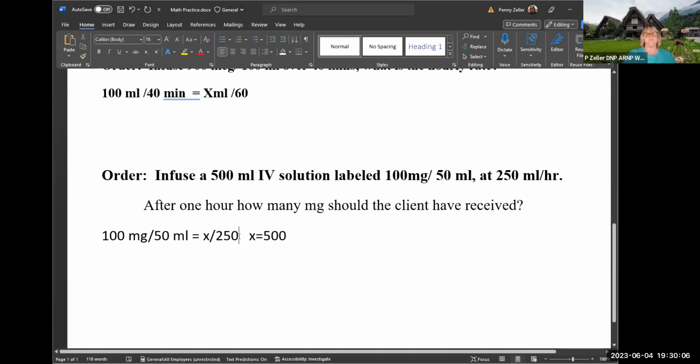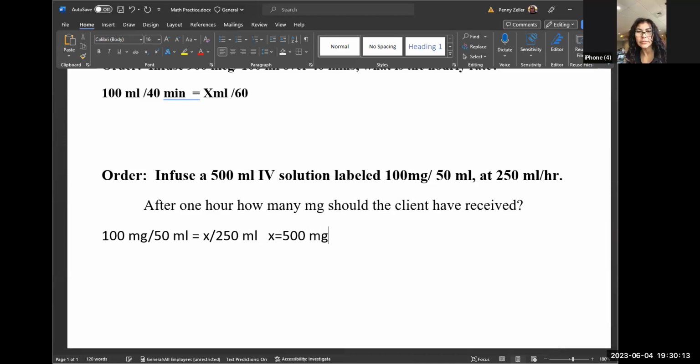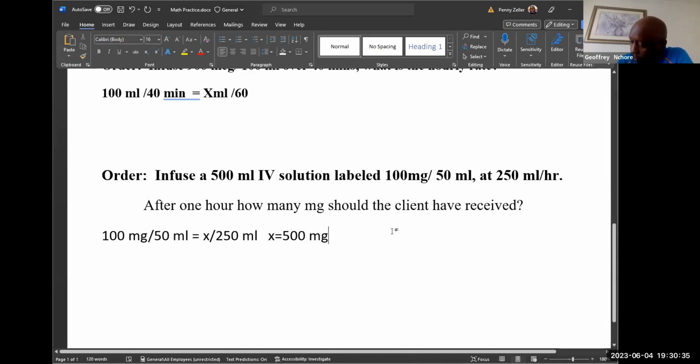No, hold on. 500 milligrams. Yeah. So if we're running this solution at 250 an hour, I should cancel mL and mL. Okay, I do see that. We're giving the client 500. If we were to run this for 4 hours, I think is what it says. 100 milligrams equals 50 mL. After 1 hour, how many would the client receive? 250.